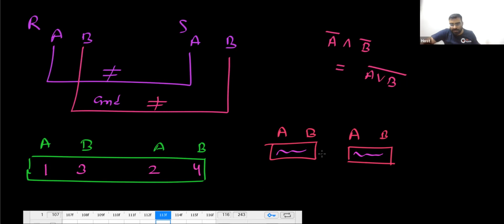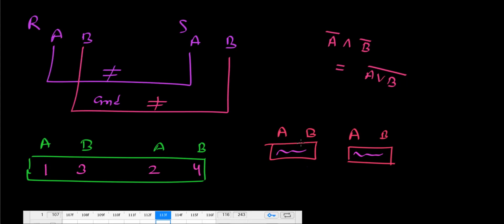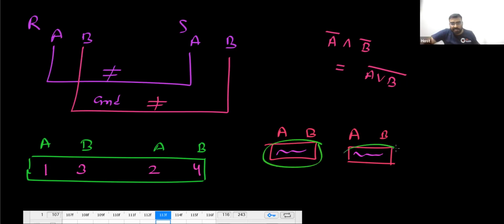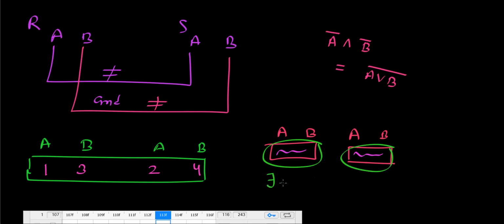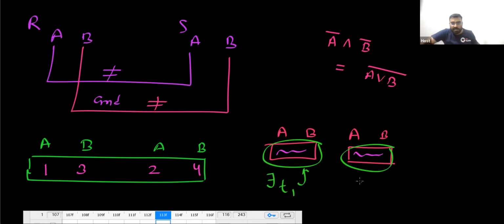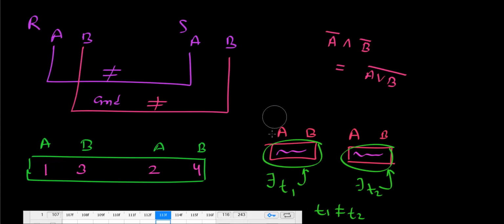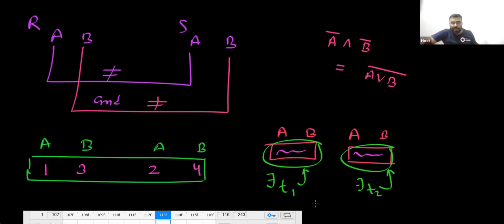So basically there must exist a tuple here. Now that tuple can be here, I don't care, but there must exist a tuple here, and there must exist a tuple here, such that they are different. They are completely different, like T1 and T2 are different in every attribute. Yeah, exactly. In every attribute, they must be different.